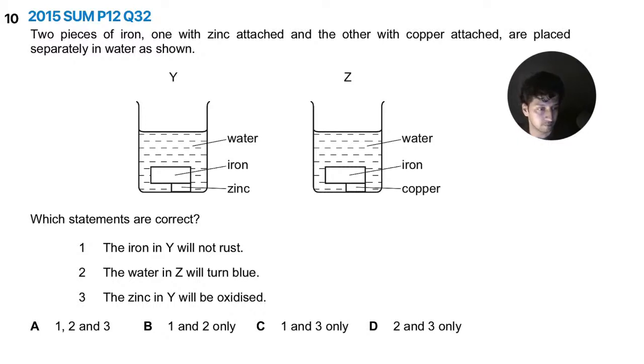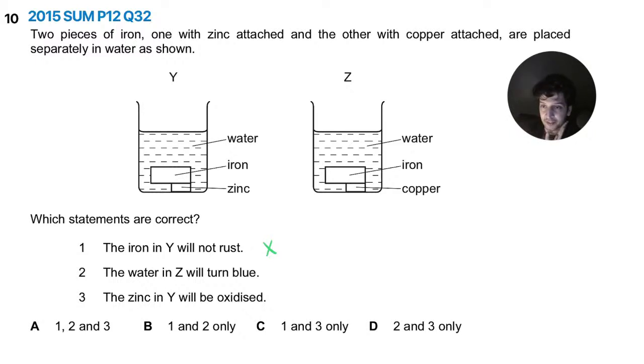Two pieces of iron, one with zinc attached and the other with copper attached, are placed separately in water as shown. Which statements are correct? The iron in Y will not rust. Will this rust? It won't rust because it's protected by the zinc. The sacrificial property of zinc. Iron will not rust. The water in Z will turn blue.